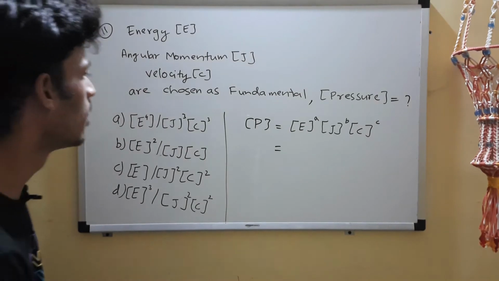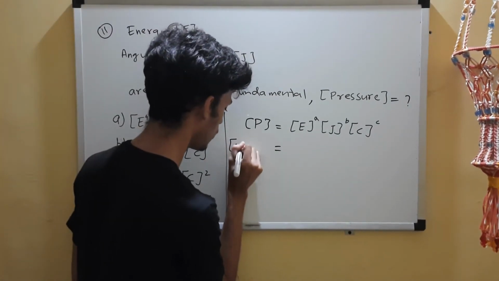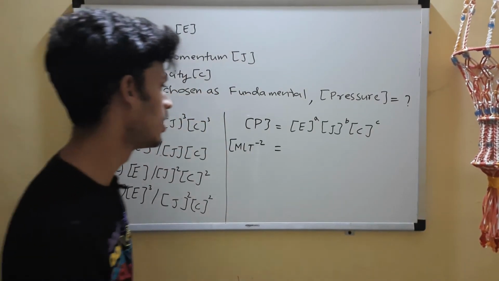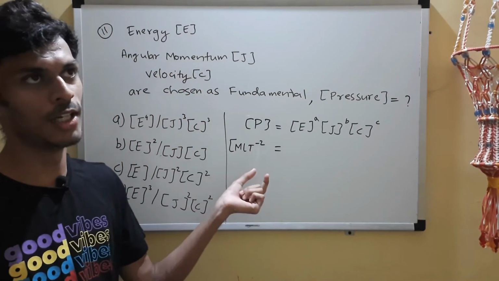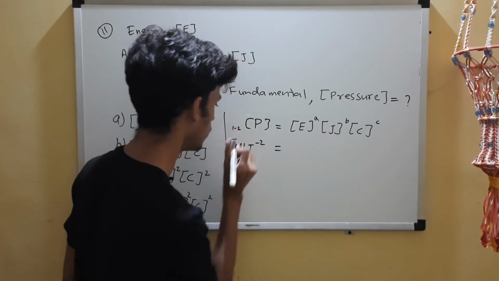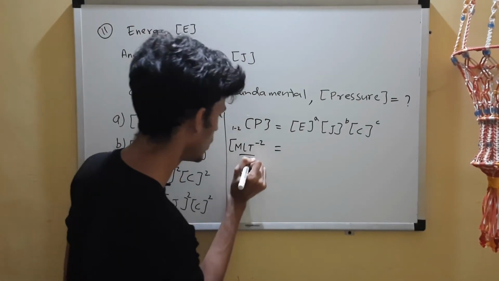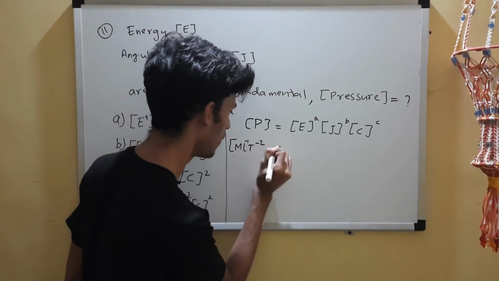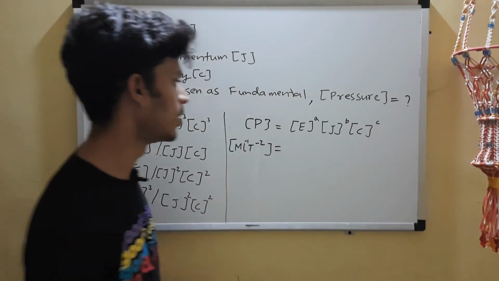So let's do it. Pressure is force by area. Force is MLT raised to minus 2, mass into acceleration, and per unit area, so by L square. So this is 1 and minus 2. I'm directly doing that, so you'll get minus 1, right? So force per unit area.